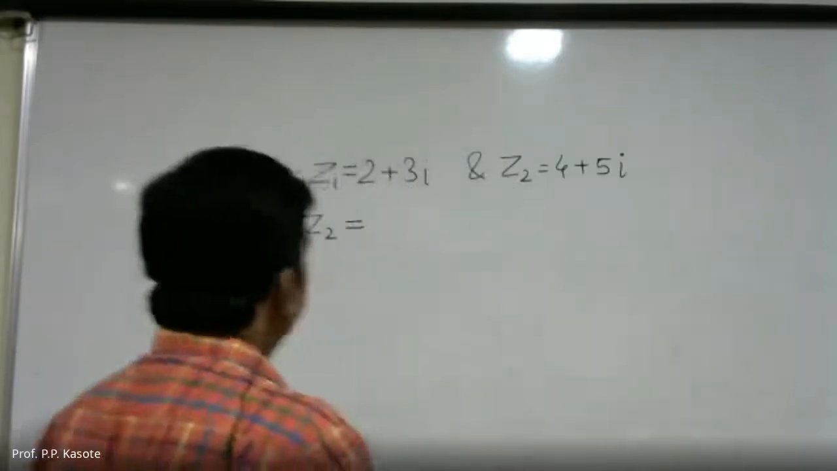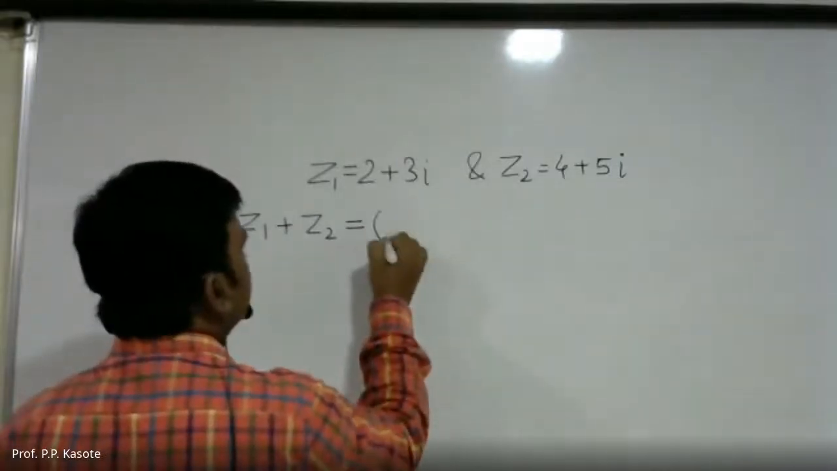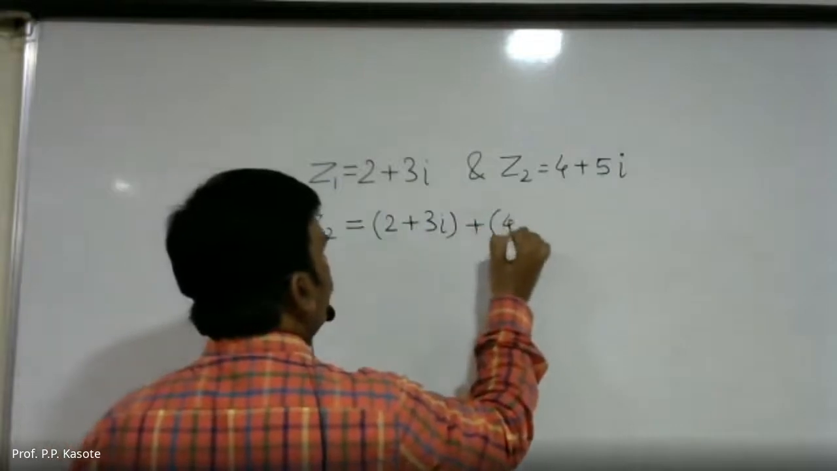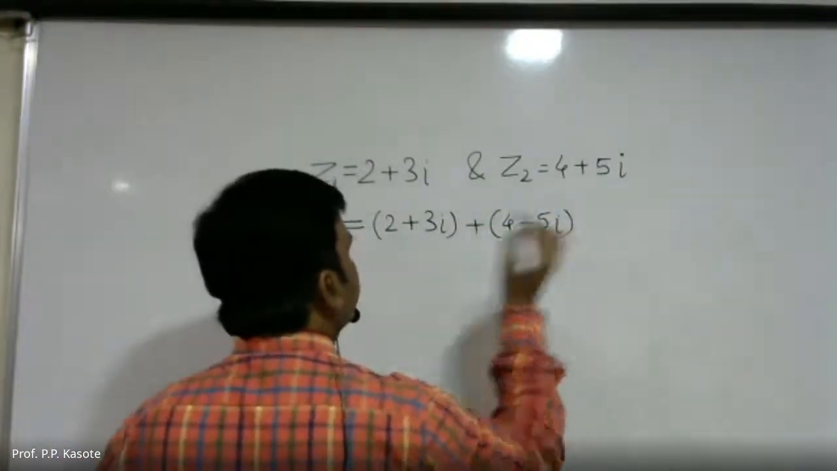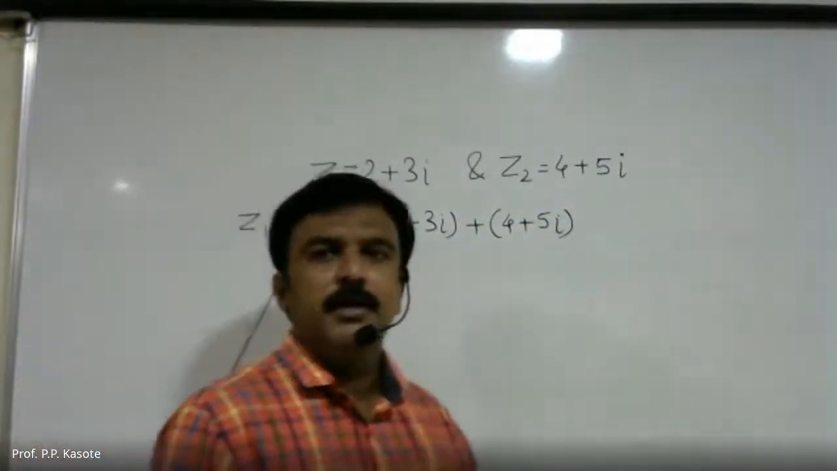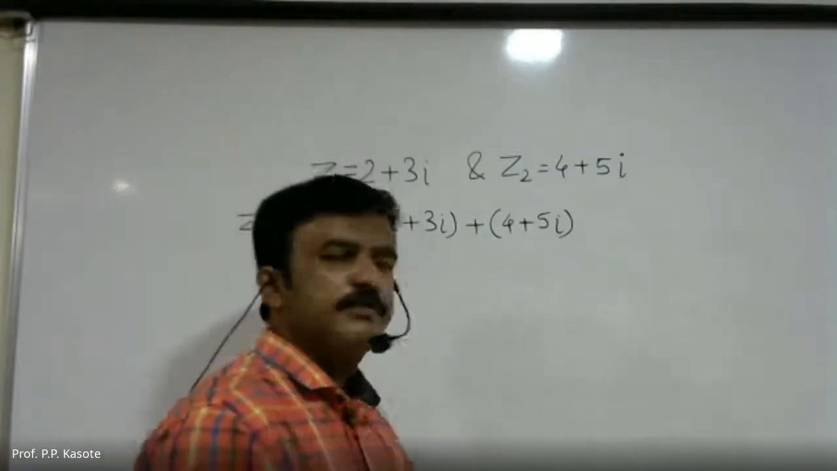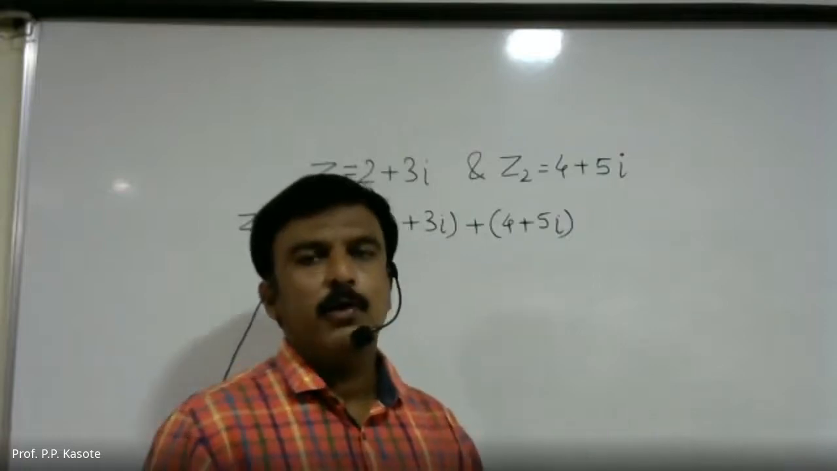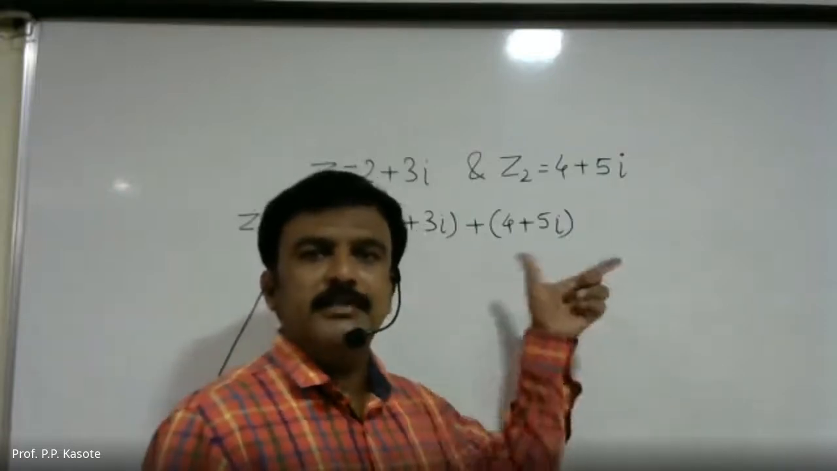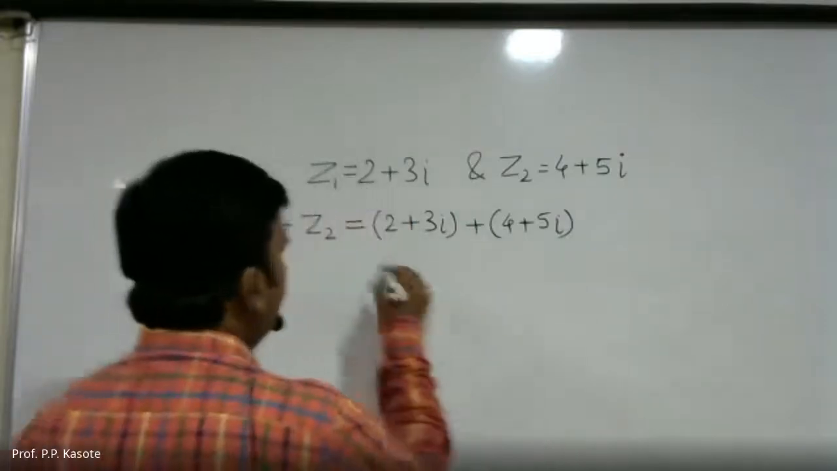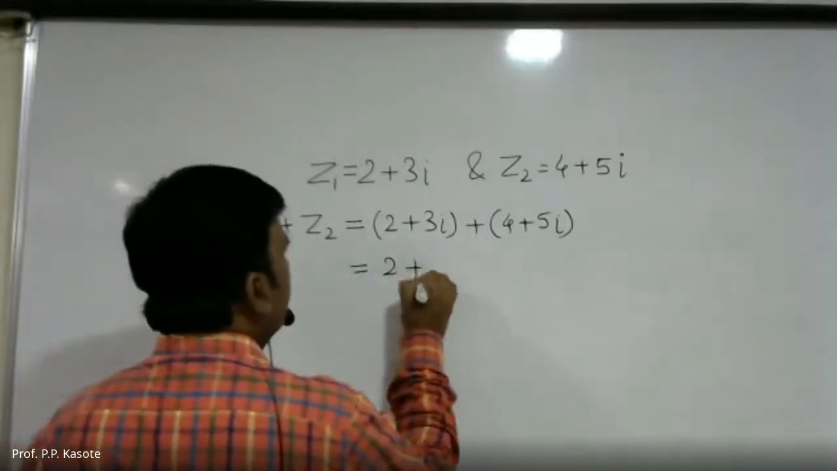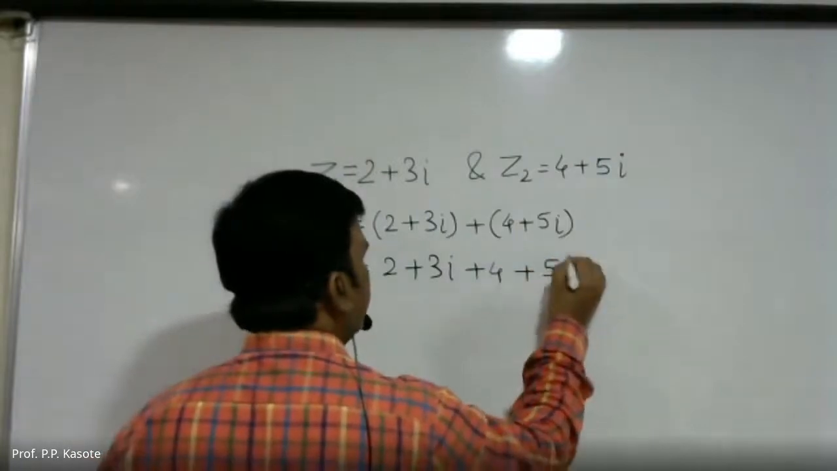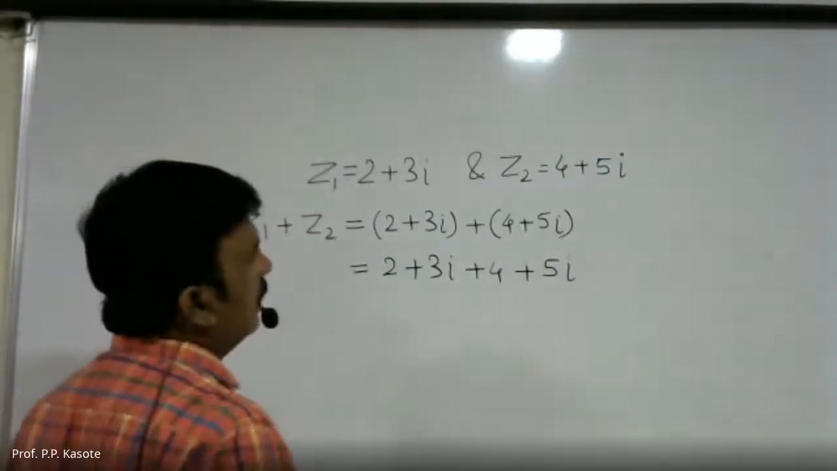Let us see the same. Let us add z1 and z2. So (2 plus 3i) plus (4 plus 5i). I have just enclosed both the numbers separately in a round bracket. Now to add these two, let us open up the bracket. If I open up the bracket, nothing will change. This plus 4 will remain as it is. Similarly, plus 5i will remain as it is.